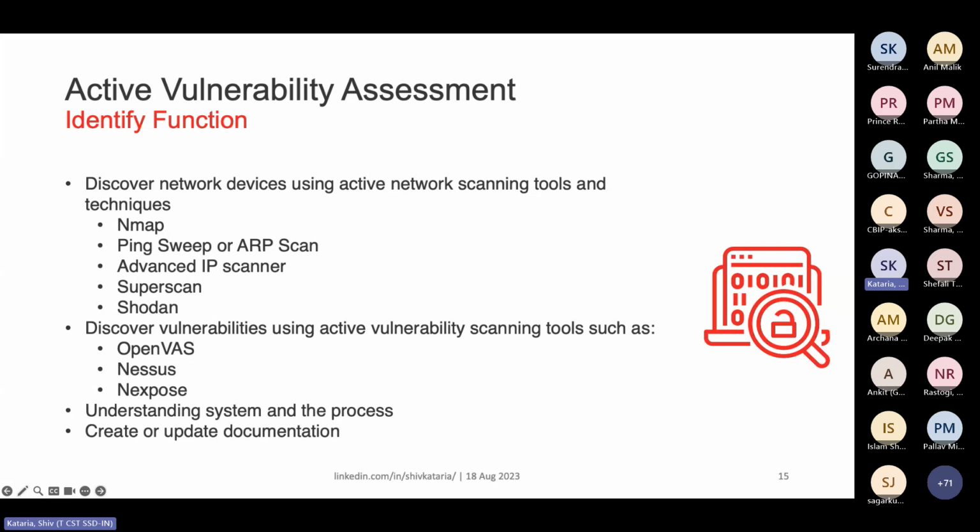Then we have advanced tools like OpenVAS, Nessus, Nexpose. These tools are typically available open source. Nessus gives you a 7-day license if you register there for a trial. OpenVAS, the name itself says that it's an open tool. You can install it on your Linux machine and then scan the network.